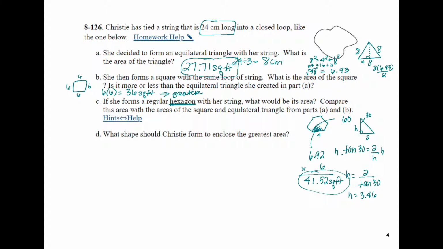Well, if we continue to increase our shapes, our polygons, to larger and larger areas, the larger and larger amounts of sides, the area will continue to grow. So if we create a circle with our string, it will give us the largest area.